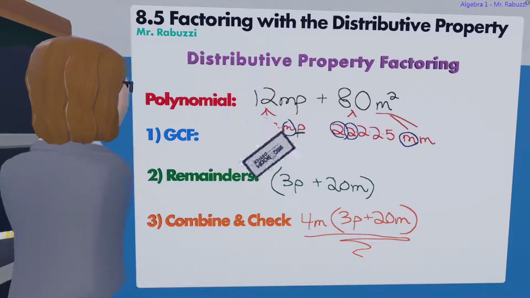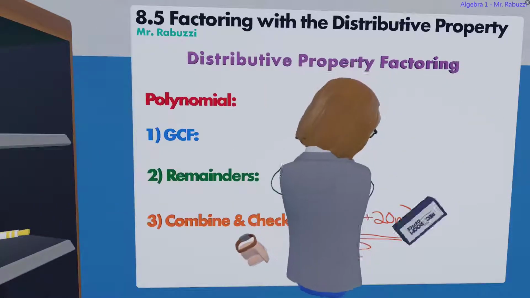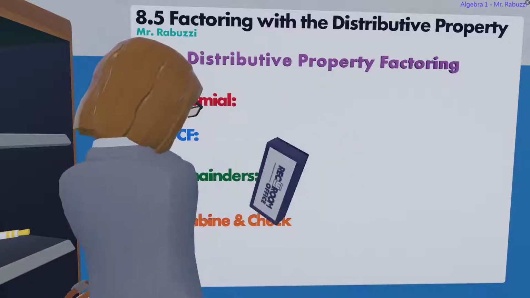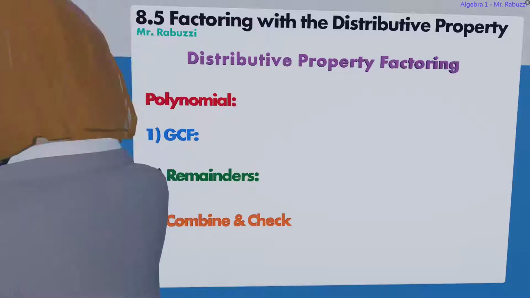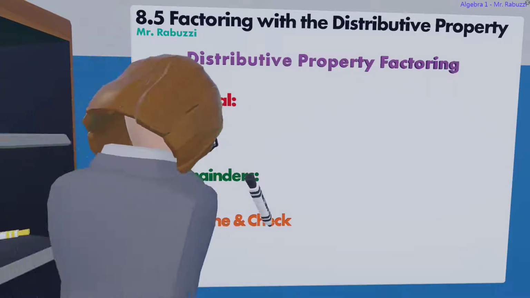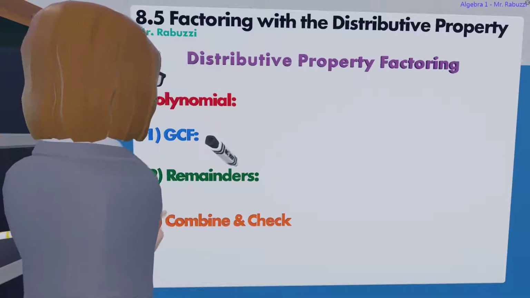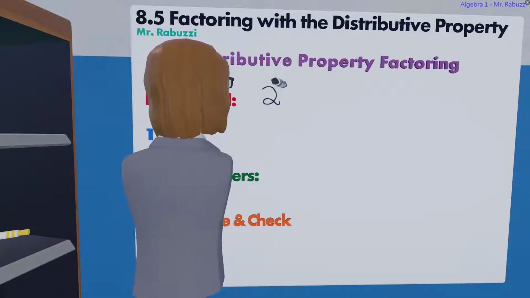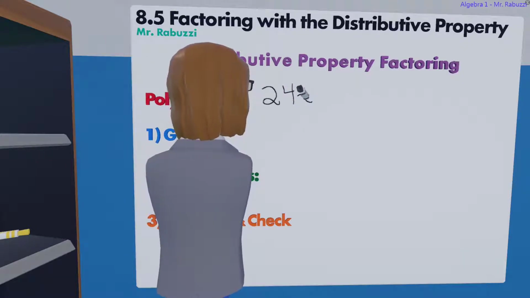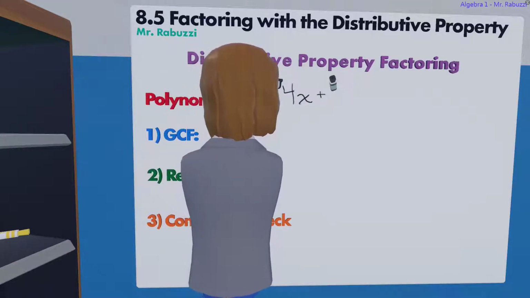Okay, I'm going to do one example from the assignment page. This is going to be number 1 on your assignment page. It gives you the polynomial 24x plus 48y.